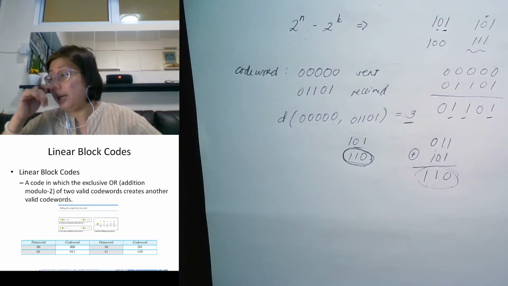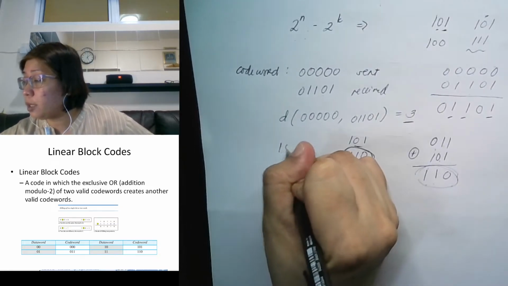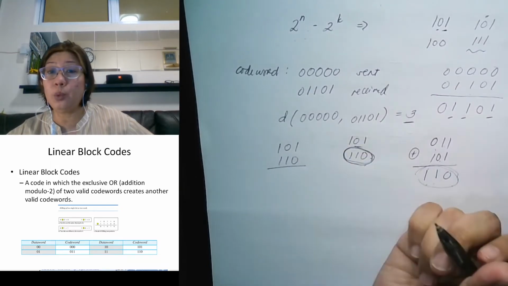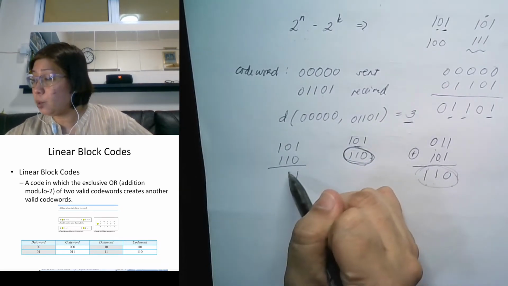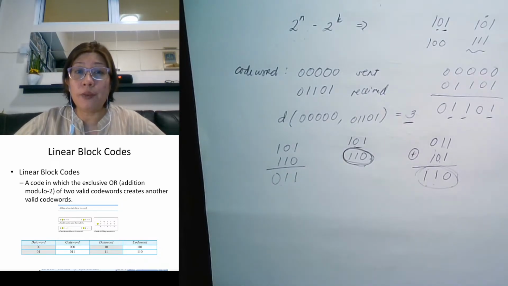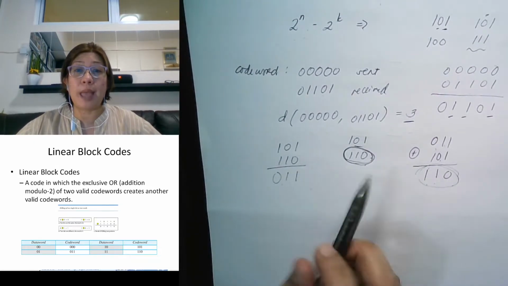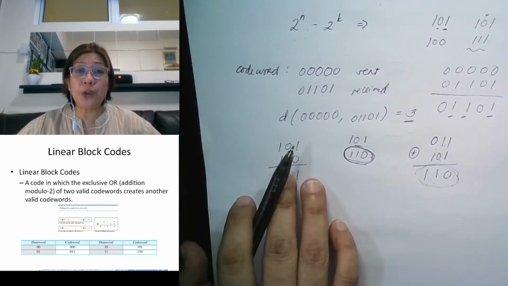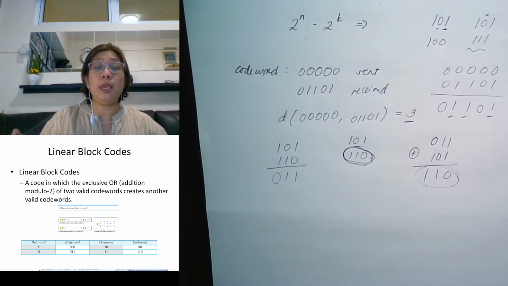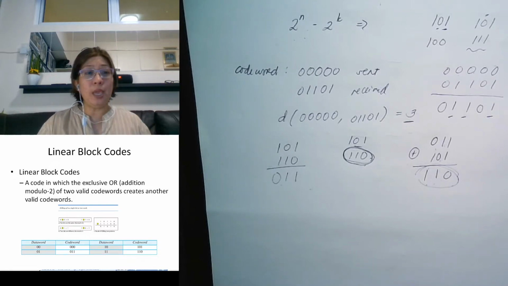For example, let us XOR the third and the fourth. Your third is 101 and the fourth is 110. That will give you 0, 1, 1. If you look at your valid code words, we can see 011. So that is what we mean by linear code words. When we XOR two valid code words, it results in another valid code word.